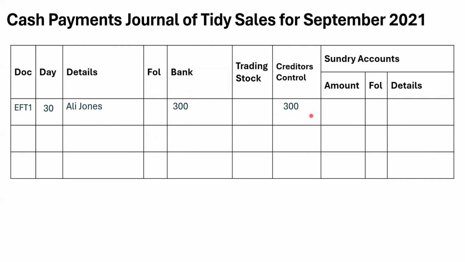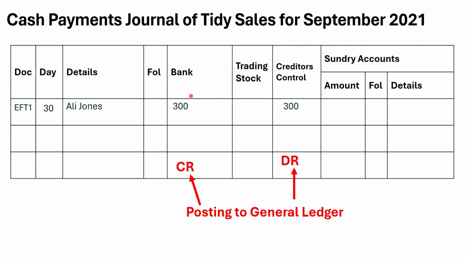When I post this to my general ledger, I will credit bank because my bank is an asset. It will decrease. I will have less money in the bank, and I'll debit creditors control, trading stock, and all my other sundry accounts.